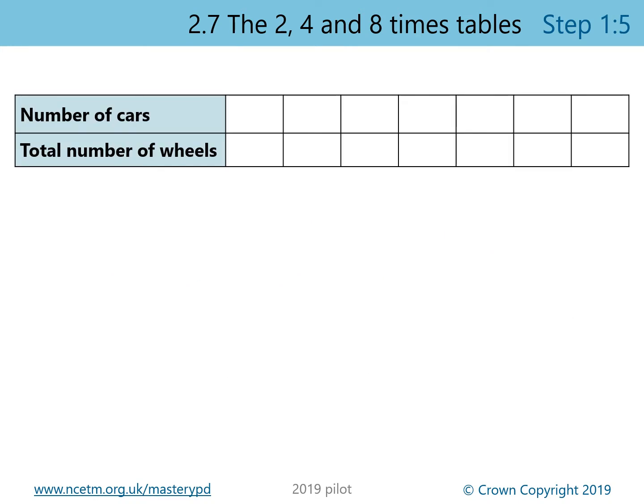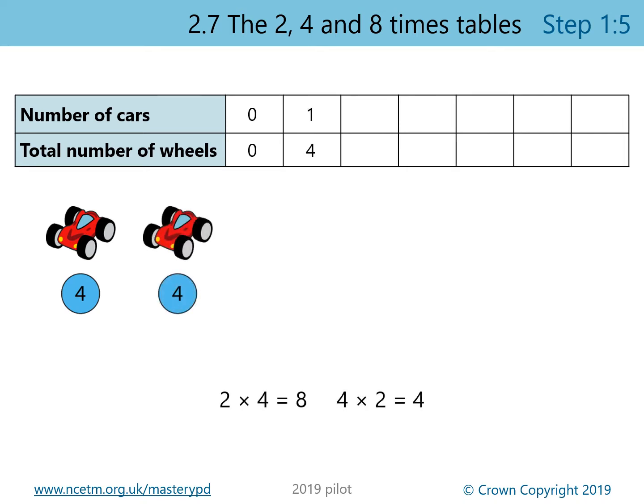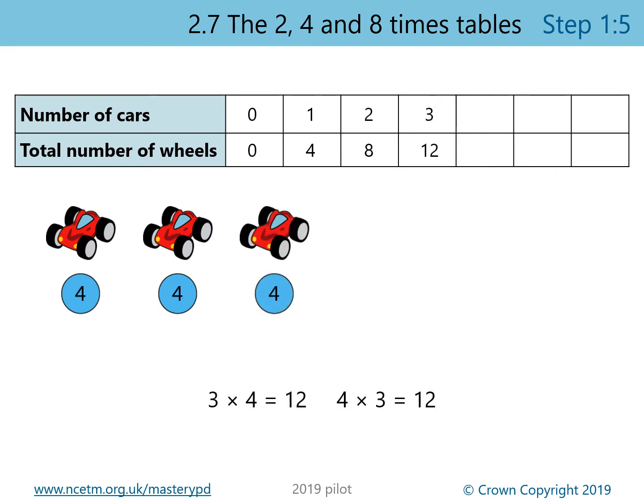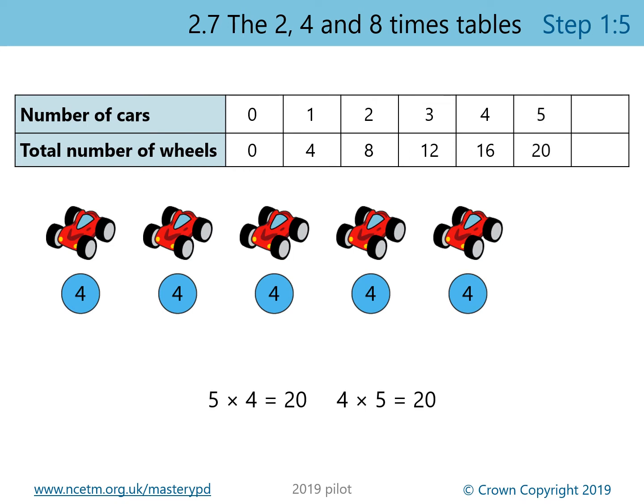Now, we can use this method to build up the times tables. We know that if there's 0 cars, there's going to be 0 wheels. If there was 1 car, there'd be 4 wheels. 2 cars, there would be 8 wheels. 3 cars, there'd now be 12 wheels. 4 cars, 16 wheels. 5 cars, 20 wheels. And 6 cars, 24 wheels.